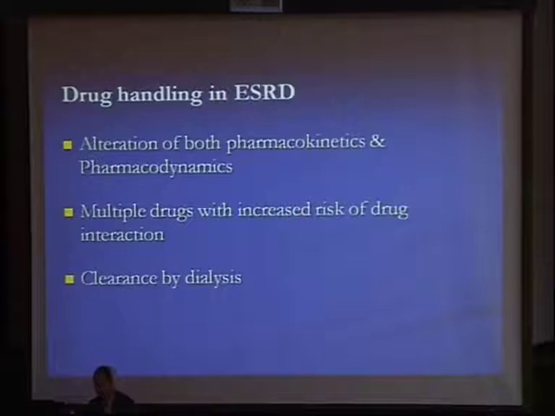So, by the time the patient reaches end-stage renal disease, he has not only alterations in both pharmacokinetics and pharmacodynamics, but he also is receiving multiple drugs with increased risk of drug-drug interactions. And also, these patients will undergo dialysis with clearance of drugs during dialysis. And those drugs which are removed by dialysis, we have to give a supplementary dose at the end of dialysis, which is equal to the amount of the drug that was removed during the procedure.